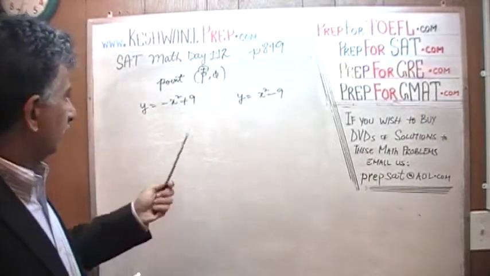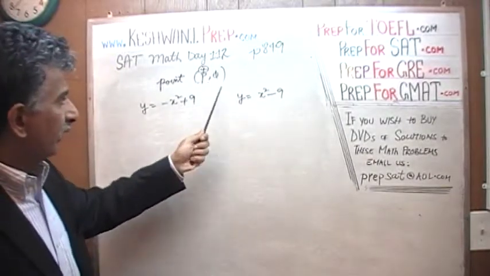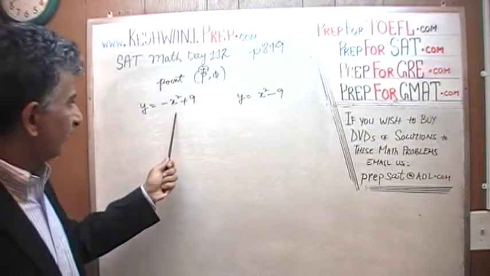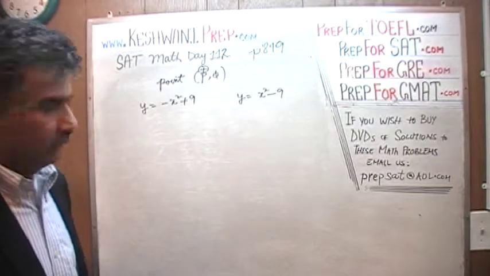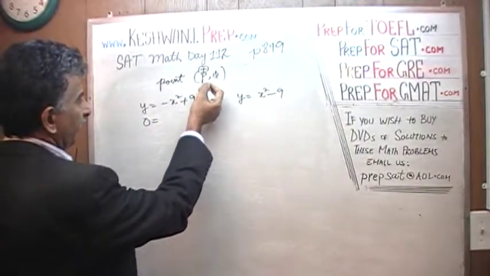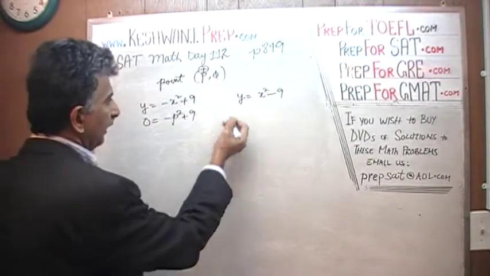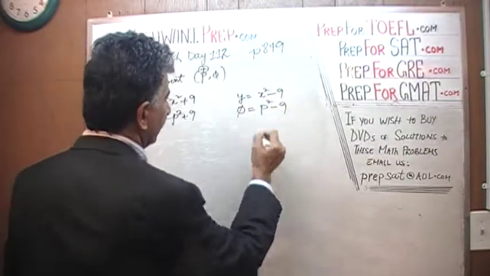Now here's what's going on. Since this graph goes to this point and this graph goes to that point, the coordinates of these points must satisfy this equation and that equation. So that's what we're going to do. The coordinate of y is 0, so 0 equals negative p squared plus 9, since the x coordinate is p. And here again, the coordinate of y is 0, which equals p squared minus 9.